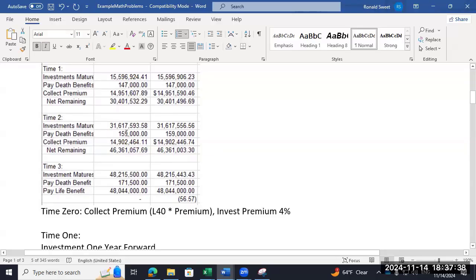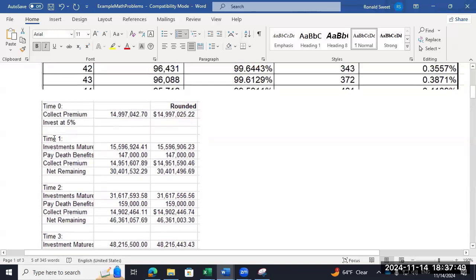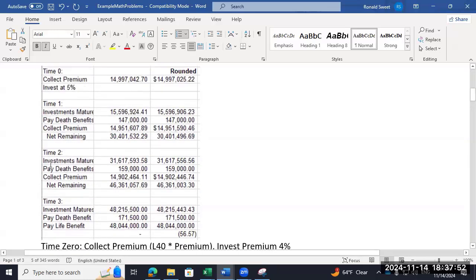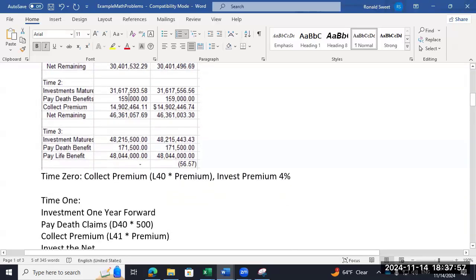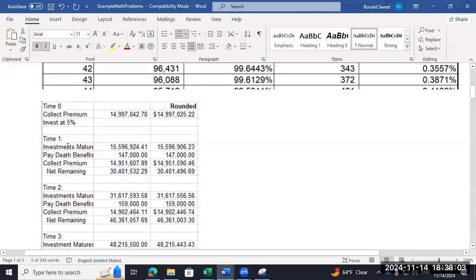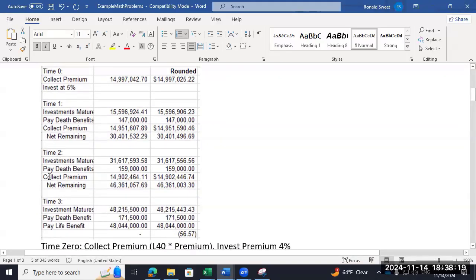You pay your death benefits. D41 times $500. You collect the premium from L42. Boy, I'm losing track. So L40, L41, L42. So this is D41, L42. So you'll always be off by 1 year on your D's and L's. The D's will be 41, the L's will be 42. So the L's will always be 1 year later.